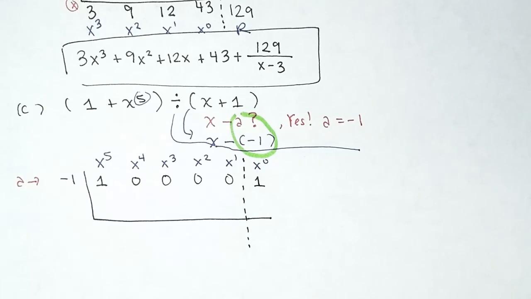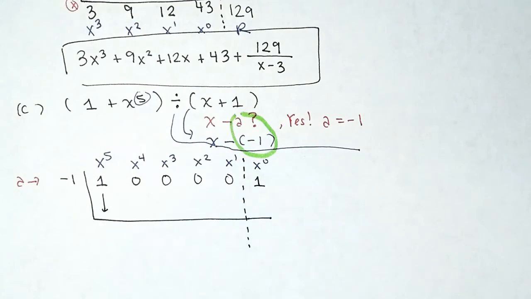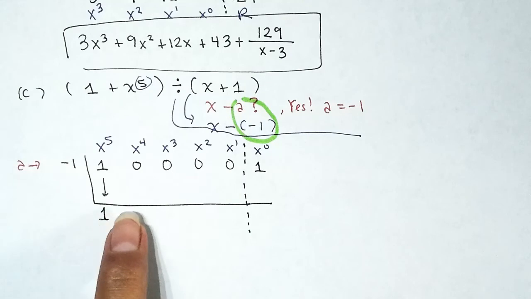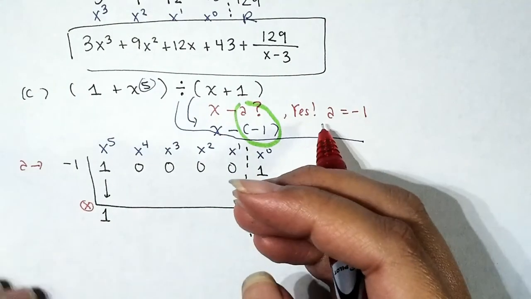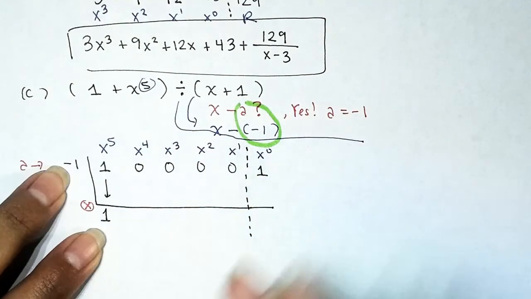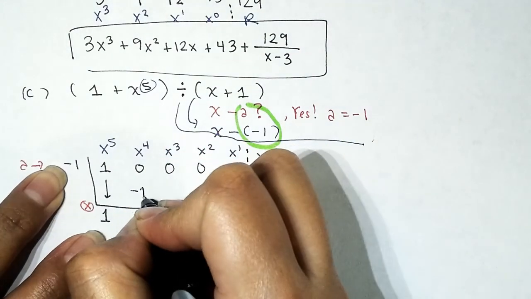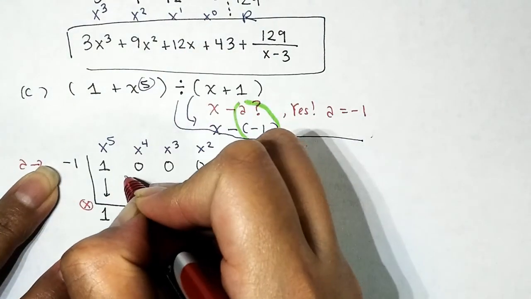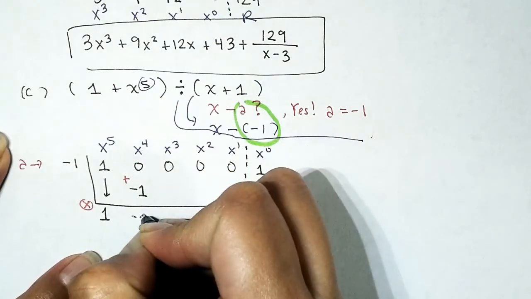So let's do this. We look at our notes. The first step is to bring down the first number as is. That will give us 1. And then we're going to multiply and add until we can't anymore. Product of 1 and negative 1 will give us negative 1. Then we're going to add the results. Sum of 0 and negative 1 will give us negative 1.